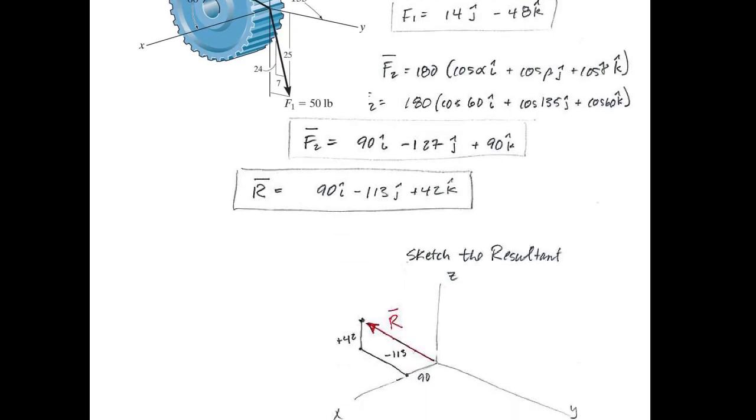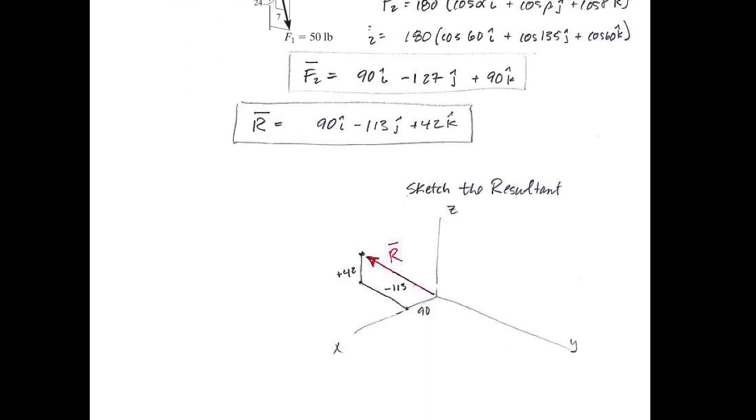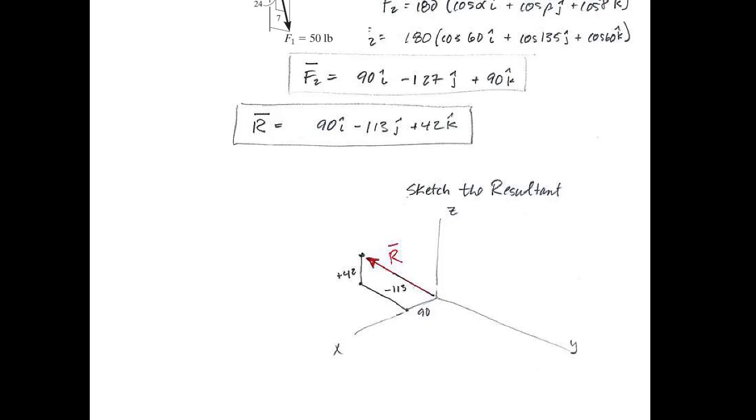You can also sketch the resultant in a 3D axis if you want, or if it's required. And so in this case it had 90 in the positive I, negative 113 in the J direction, positive 42 in the K direction, and that would be the resultant.